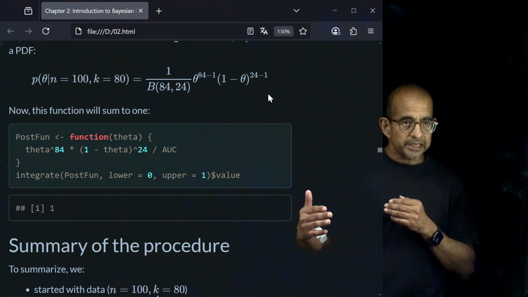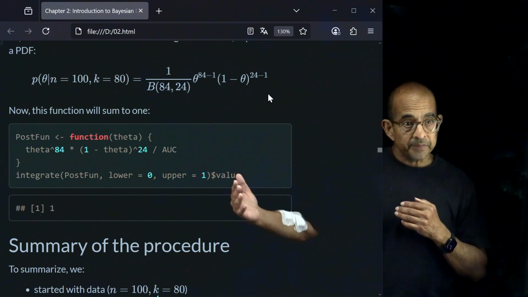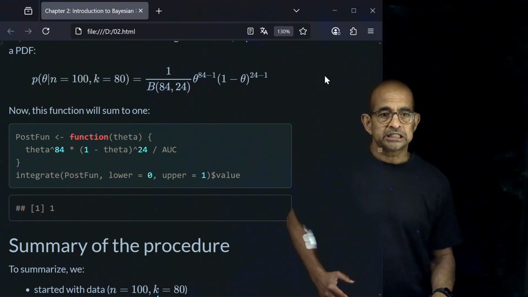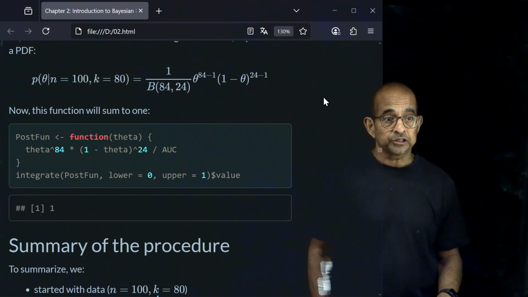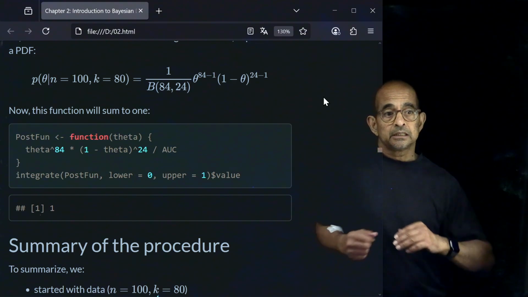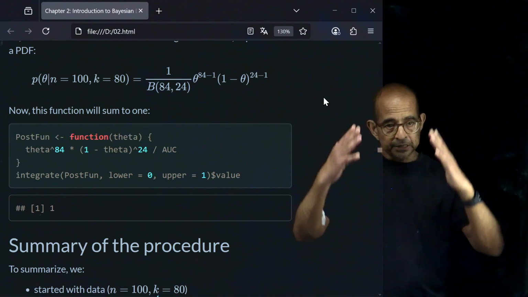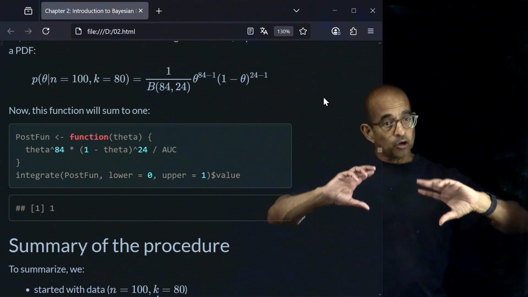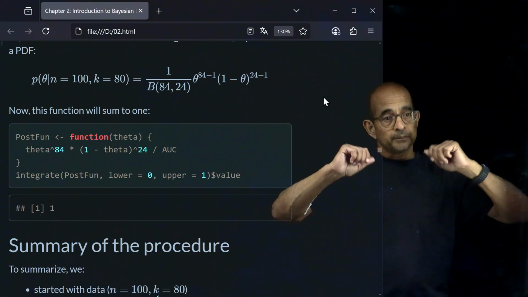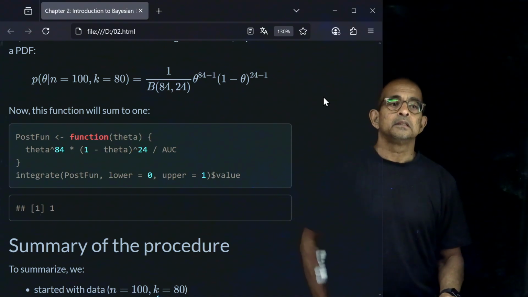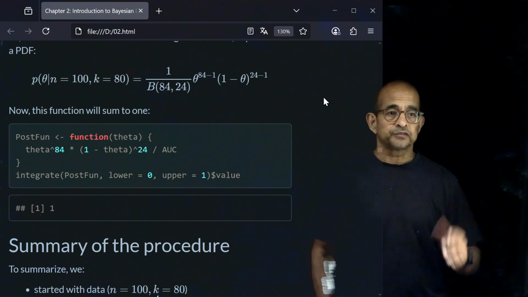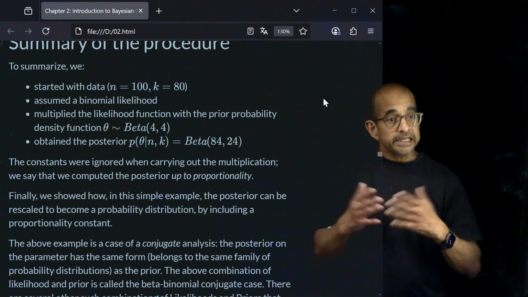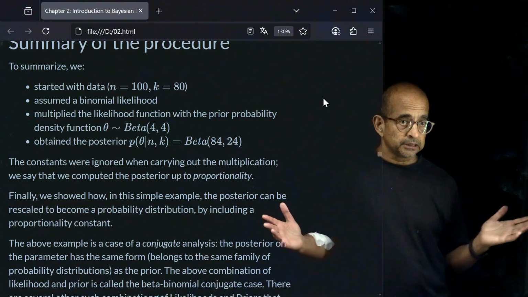If you have a beta prior, the posterior will also be a beta, of course, with updated parameters. So the underlying mathematical form of the probability density function defined on the theta parameter does not change. All that changes is the parameters in the beta distribution, as a function of the data that you have seen. So that's called a conjugate case, and there are many other examples of conjugacy in statistics.